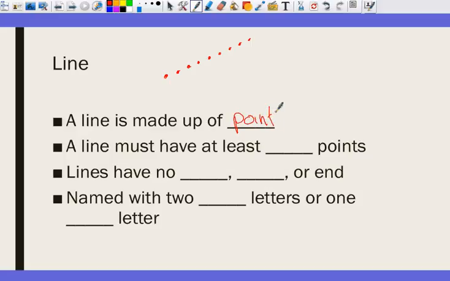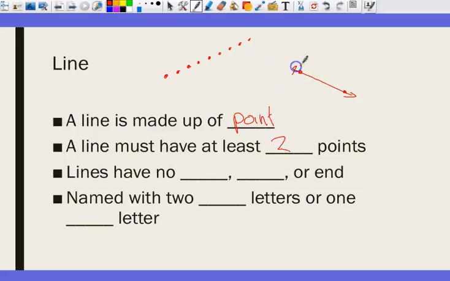Here's a good question. Let's see how many people are paying attention. This is another logic question. A line must have at least how many points? 2 points. The reason why it has to have 2 points is it gives it a direction.